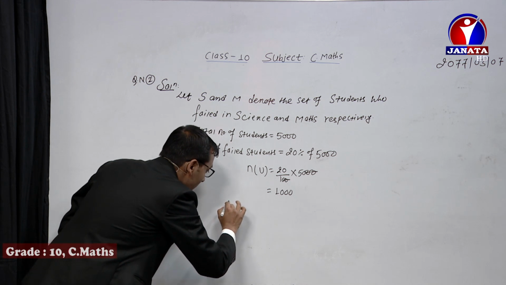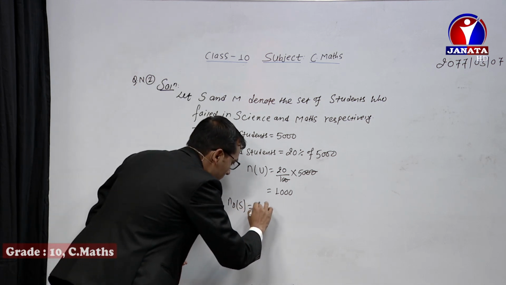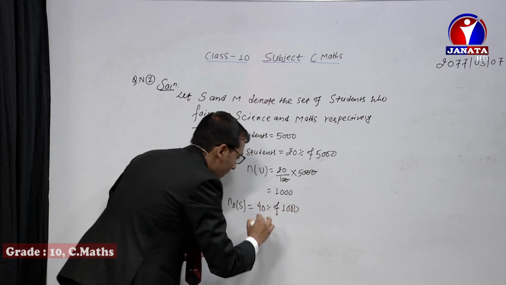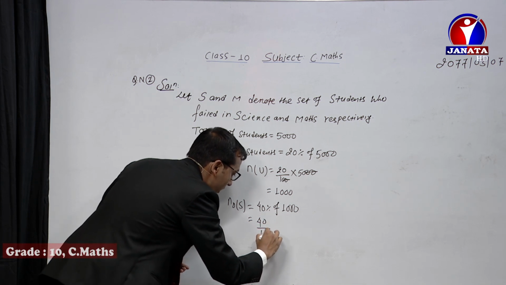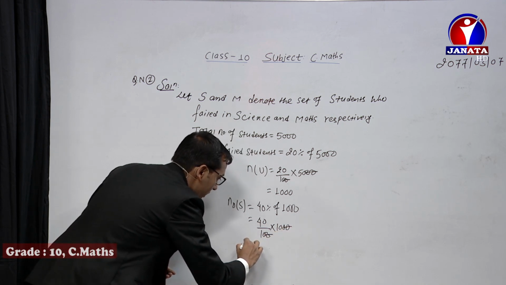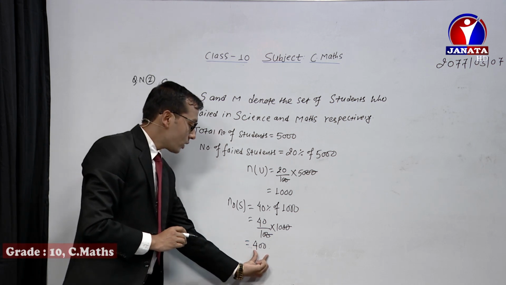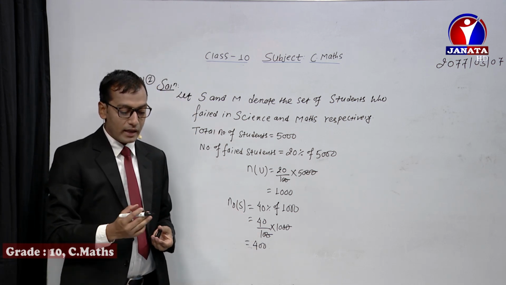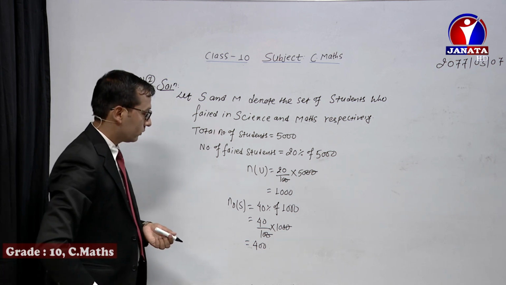Now what is n only S? n only science is 40% of 1,000. So what is 40% of 1,000? 40 over 100 multiply by 1,000. This is 400. 400 students failed in only science. Similarly, 30% failed in only maths.